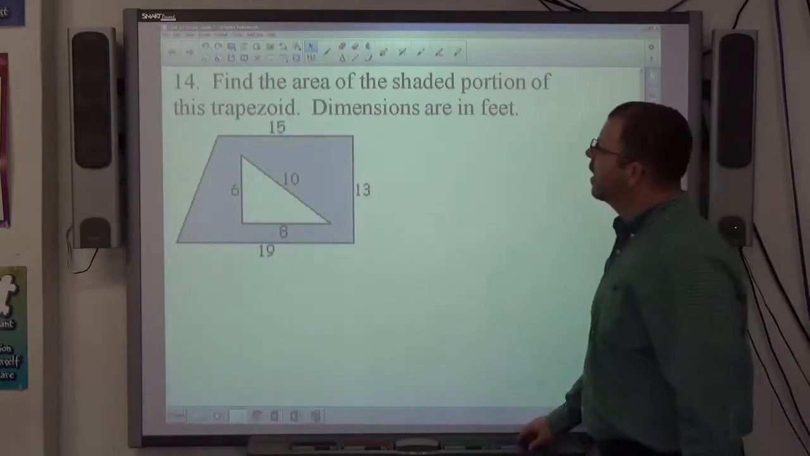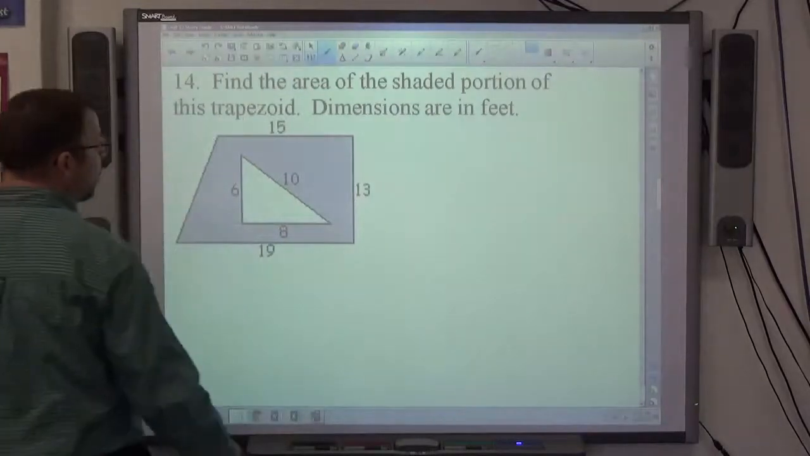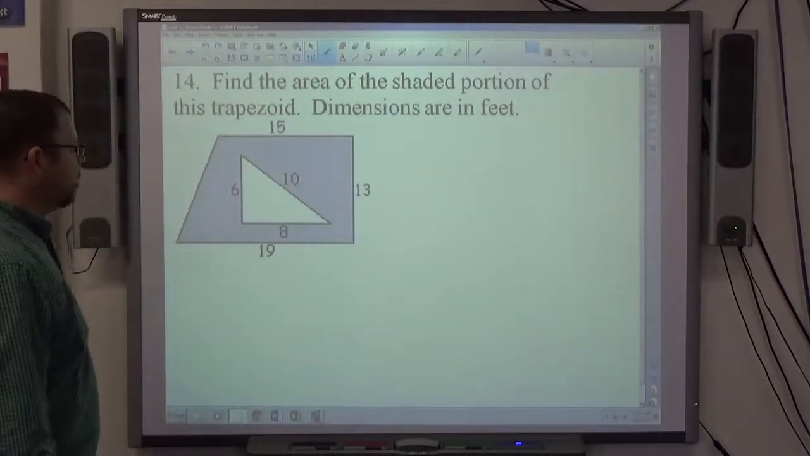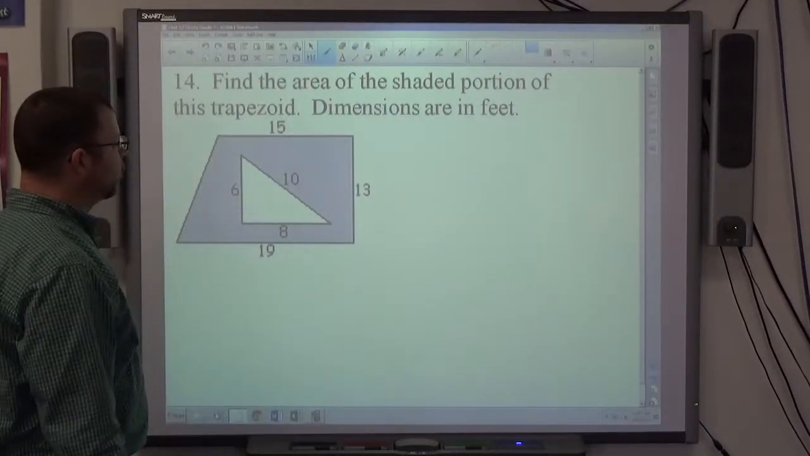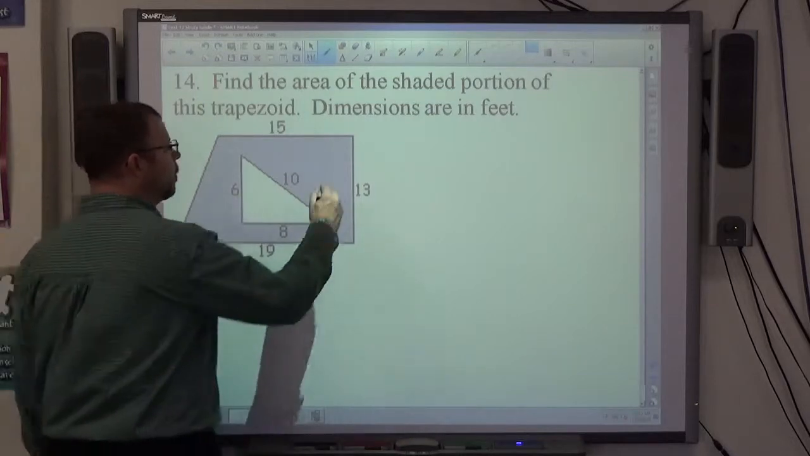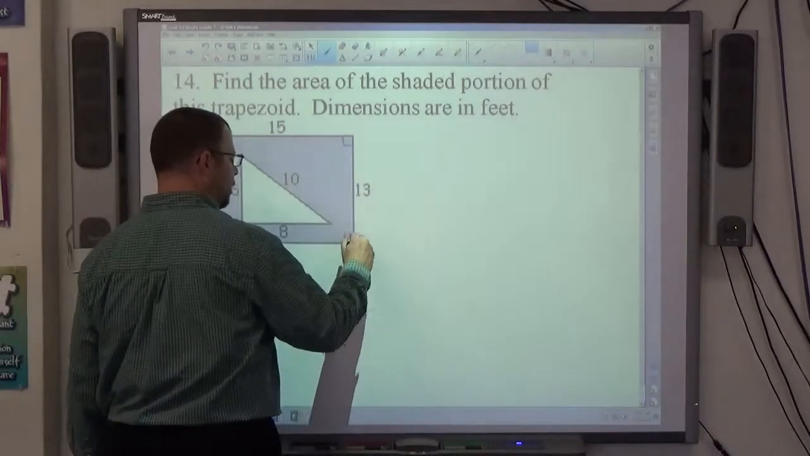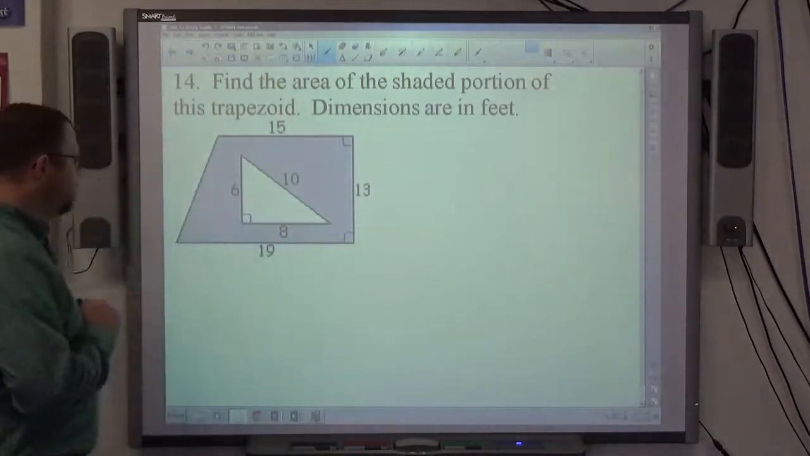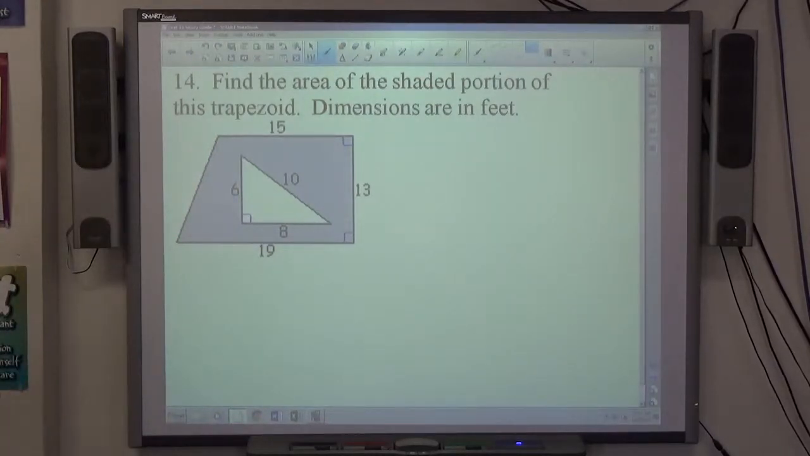14, find the area of the shaded portion of the trapezoid. Dimensions are in feet. It doesn't say it, but angles look like right angles, so they are right angles: this is a right angle, this is a right angle, this is a right angle. So, I have to find the area of the trapezoid, subtract the area of the triangle, that's all I have to do.